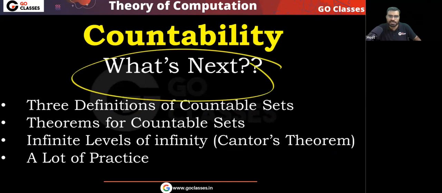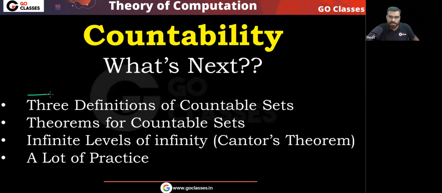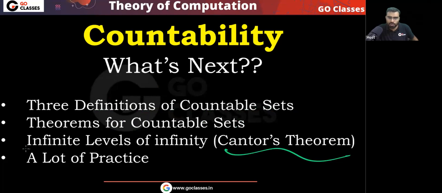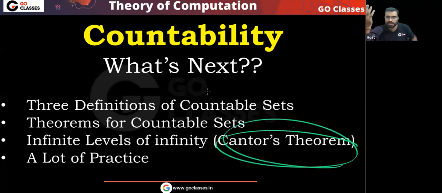Now, in the next lecture, we will see 3 definitions of countable set. We will see theorems of countable set, like union of countable sets, intersection of countable sets, cross product of countable sets. And we will see Cantor's theorem. This theorem we will use to create infinite levels of infinity. Basically, I will give you the proof that there are infinite levels of infinity. This proof is called Cantor's theorem.